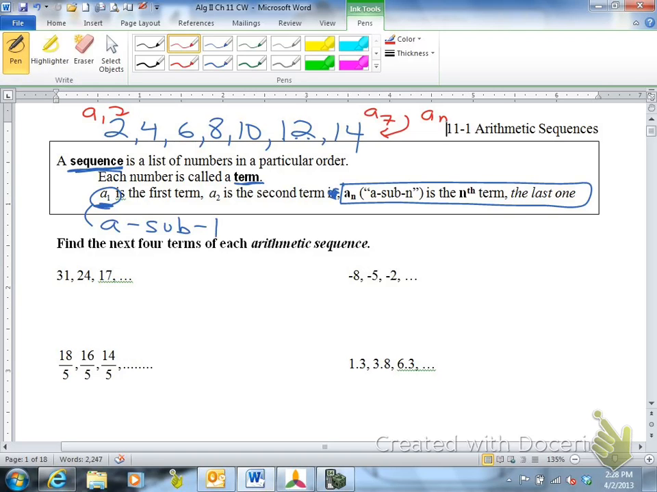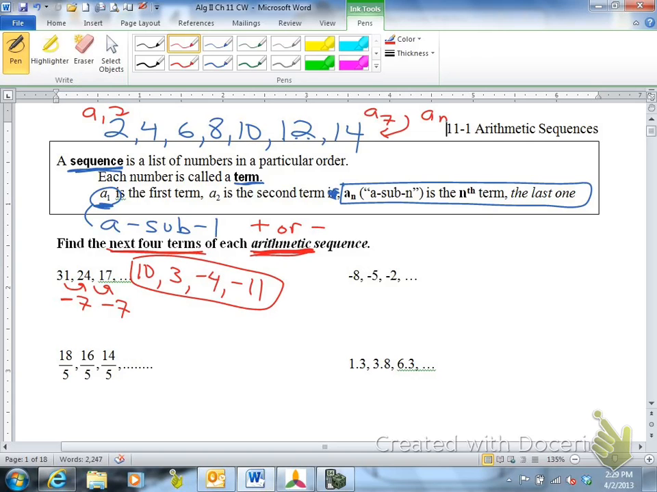Find the next four terms of each arithmetic sequence. An arithmetic sequence is made by adding or subtracting to get to the next number. So a lot of these, you don't really have to do a lot of work or a lot of thinking. If you just look at the numbers, 31 to 24, 24 to 17, each one you're subtracting 7 to get to the next term. So the next four terms would be 10, 3, negative 4, and negative 11. And that's all. Not a lot of work to show. So it's just looking for the pattern.